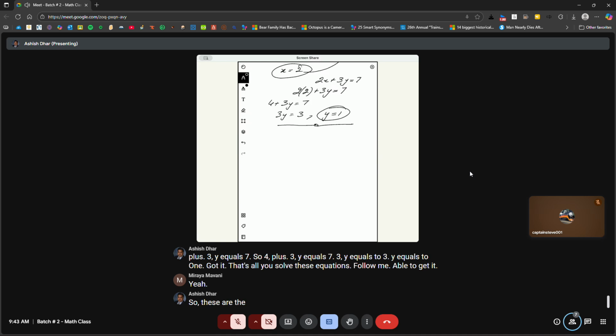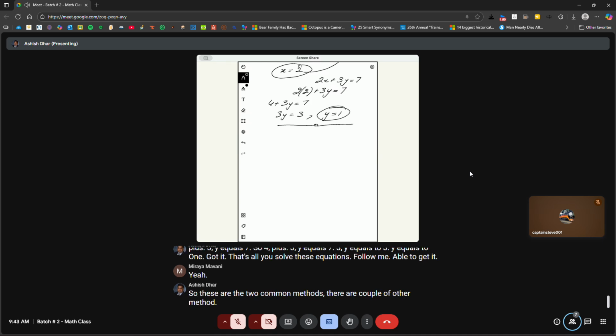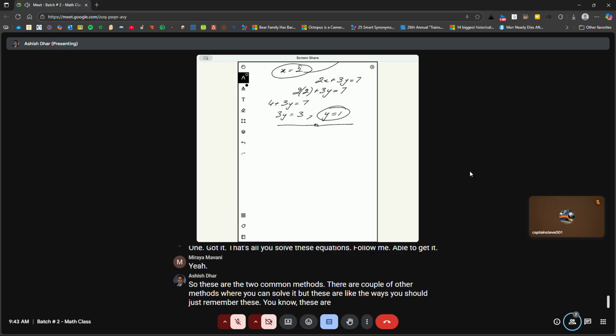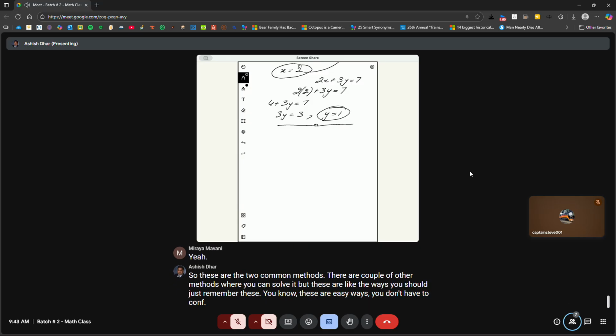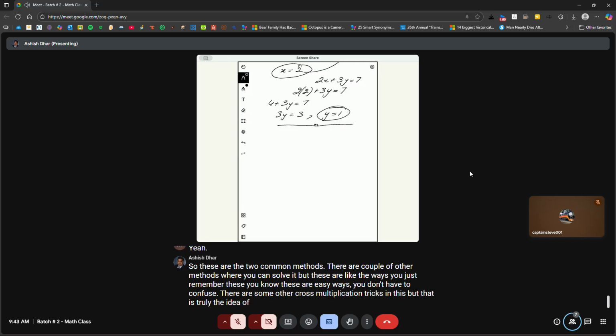So these are the two common methods. There are a couple of other methods where you can solve it, but these are the ways you should just remember. These are easy ways. You don't have to get confused. There are some other cross multiplication tricks in this, but that is truly the idea of solving two equations in two variables.